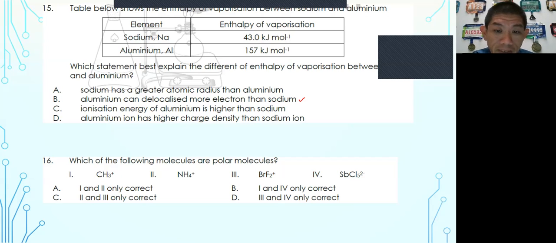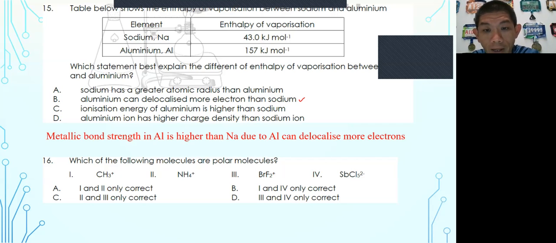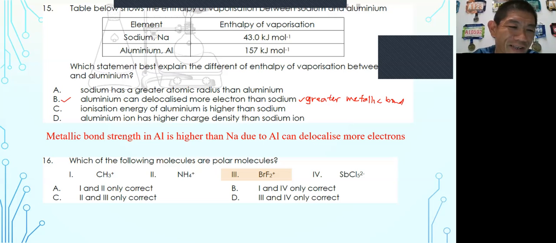And aluminium ion has a higher charge density than sodium. No, charge density has no relevance towards the enthalpy change of vaporization. So the best answer in here could be B. So why is B the best answer? Because if you have a greater number of delocalized electrons, you have a greater metallic bond. So the best answer in here is B. Okay, so I didn't highlight, so I hope that you can understand.